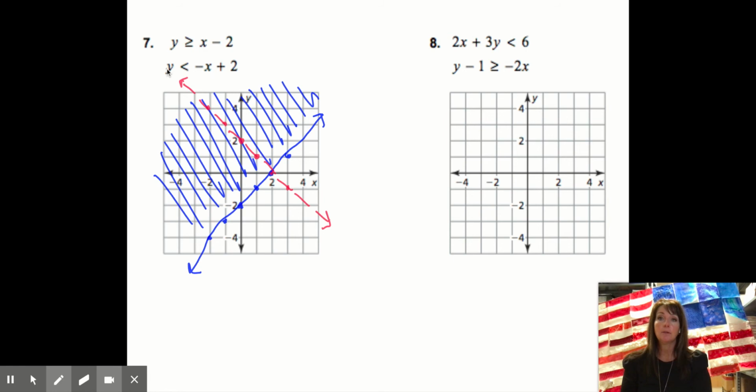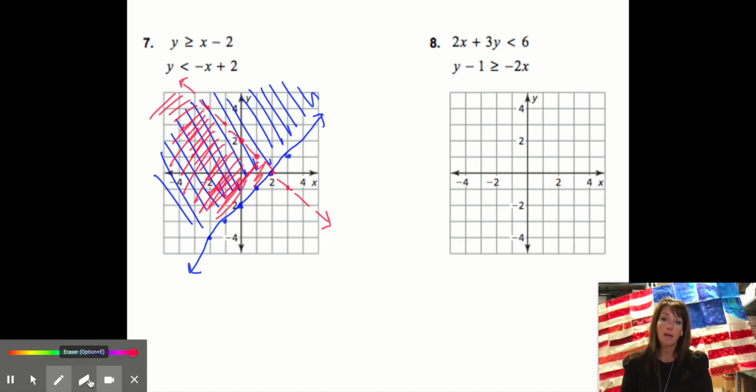So is 0 less than 2? It is. So I know that I get to shade in right here. Now I'm just going to go ahead and save myself the trouble, right? I know that I cannot shade in anything down here because that's not a part of the solution for the blue. And then I can come back and erase anything that's marked above this red line.